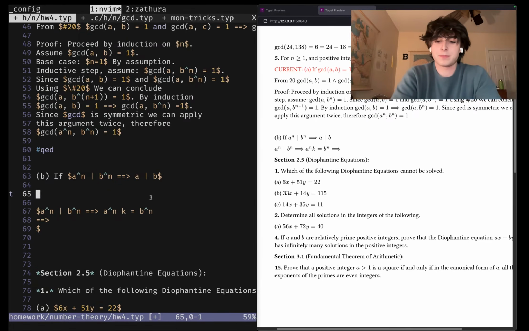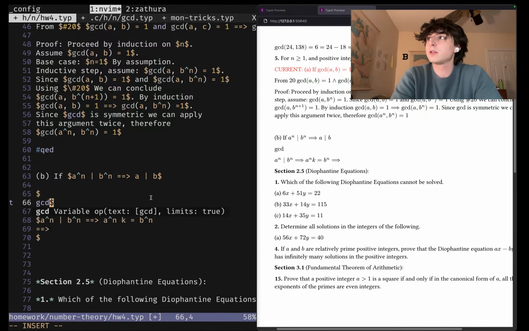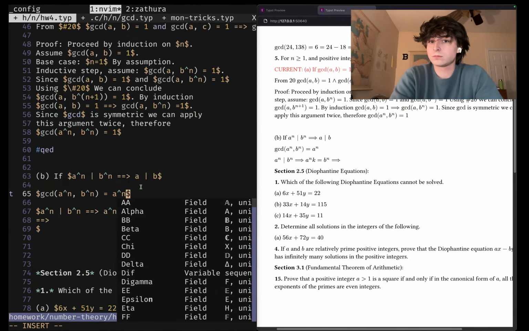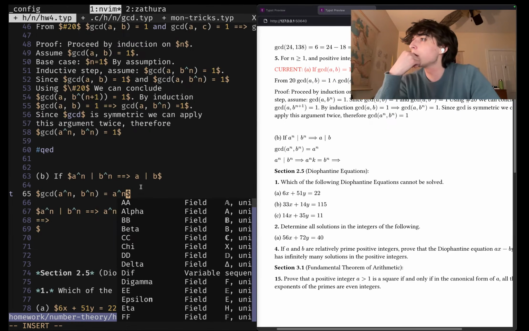So, GCD of A and B, or well, we have A to the N, B to the N, equals A to the N. Yeah, so we're given that. But for that, we've before only really seen things about GCD equal to 1.